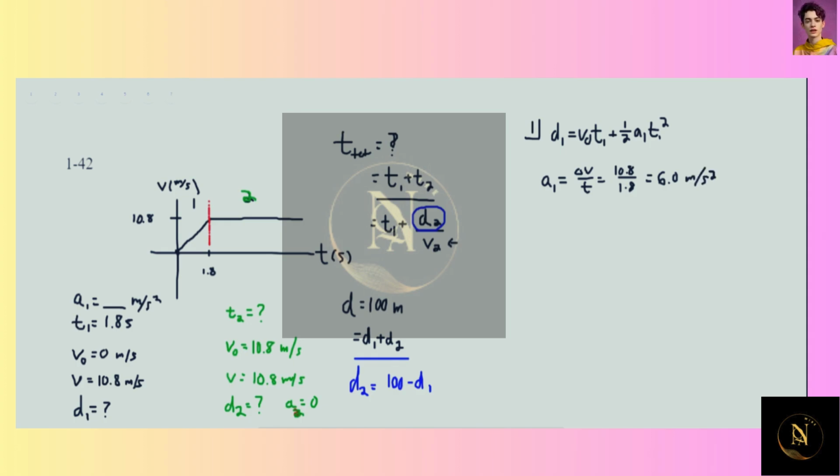We can plug that into our equation for D1. Initial velocity is 0, so we don't need that term. So we have 1/2 times 6.0 times T1 squared, which is 1.8 squared. So we can find the segment length of part 1 to be 9.72 meters.